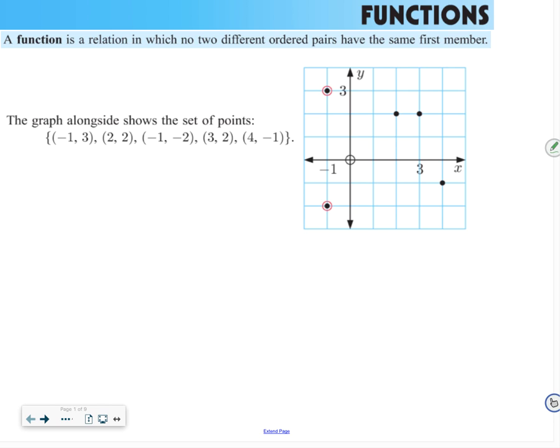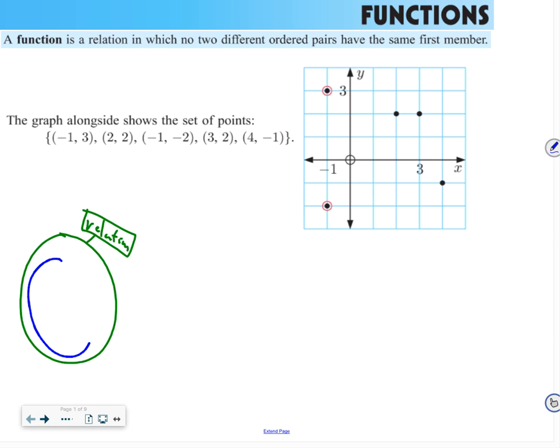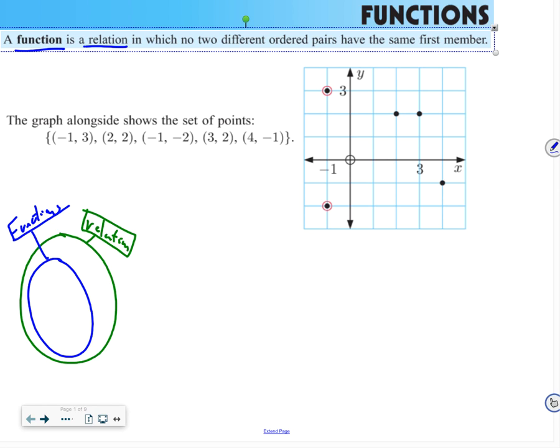So, if you think of it in a Venn diagram sense, we can have all the types of relationships or relations between numbers, and a smaller subset of those are specifically called functions. Okay, so a function in math is a relationship, but it has more restrictions.